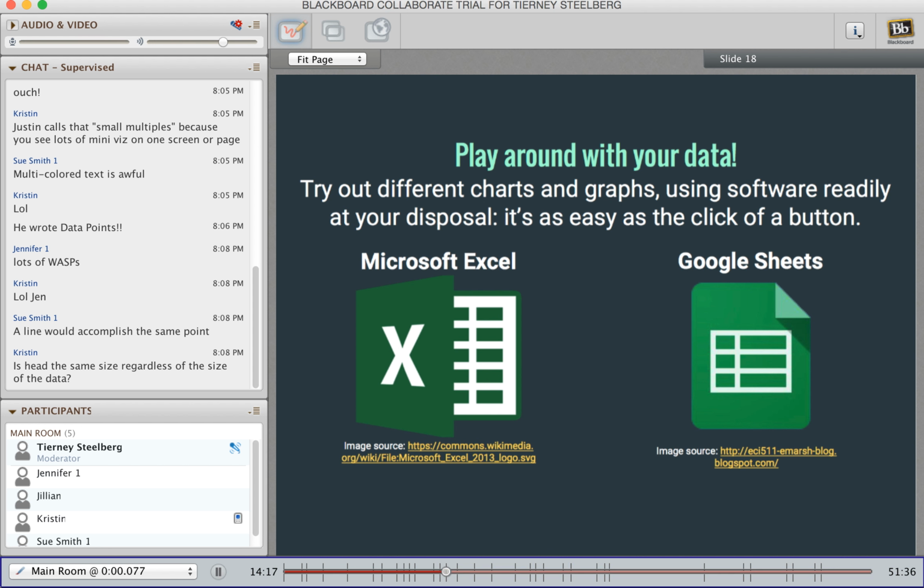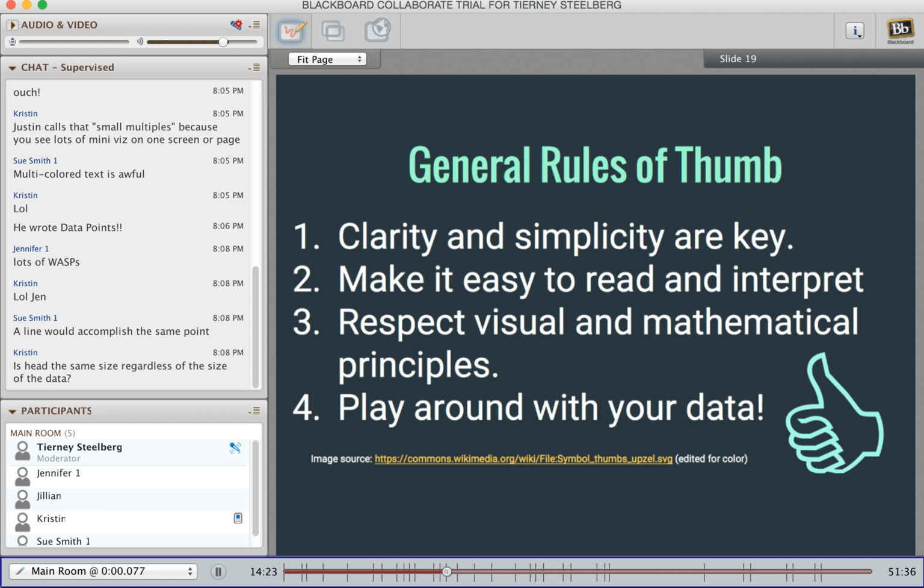So there you have it, rules of thumb to keep in mind, both when you're critiquing a data visualization and when you are creating one. 1. Clarity and simplicity are key. 2. Make it easy to read and interpret. 3. Respect visual and mathematical principles. 4. Play around with your data.